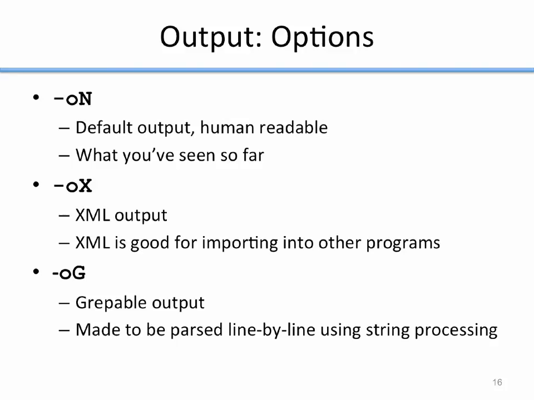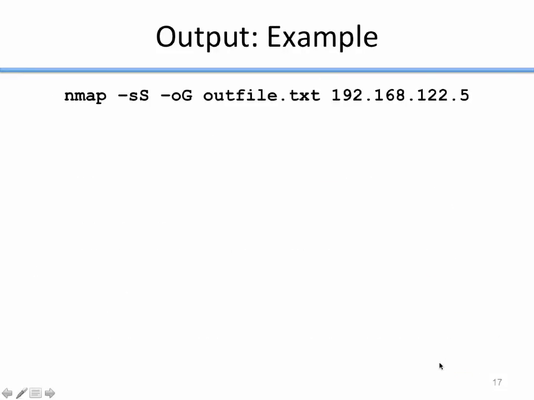So -oN is really more human readable. This is what you're going to see by default, and it's what you want to use if you want to read the output manually. If you have a program that's going to analyze the output, you'd either want to use the XML output or the greppable output. Your choice, depends on your preferences.